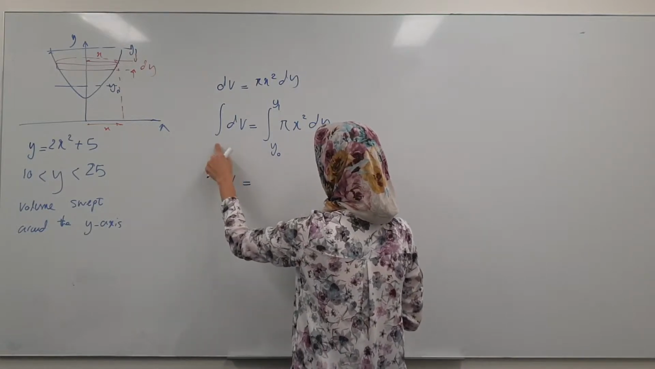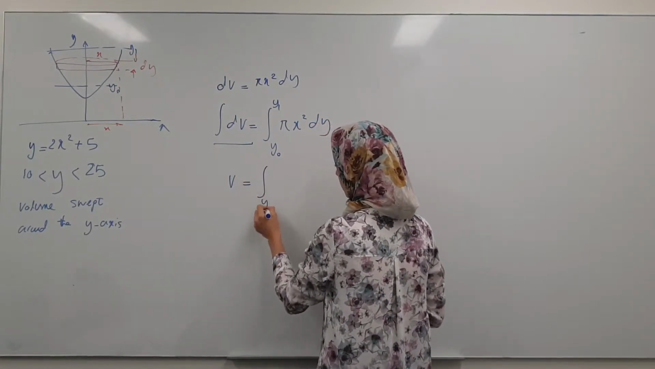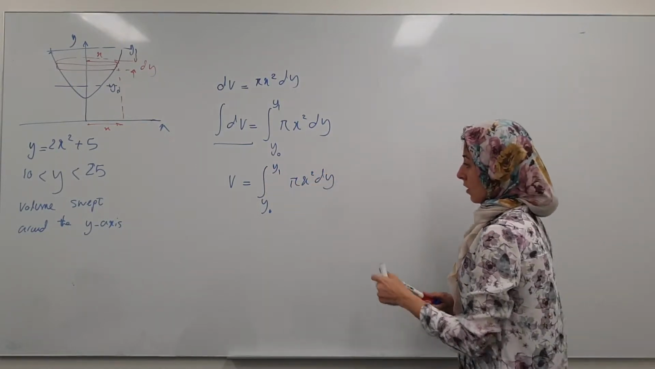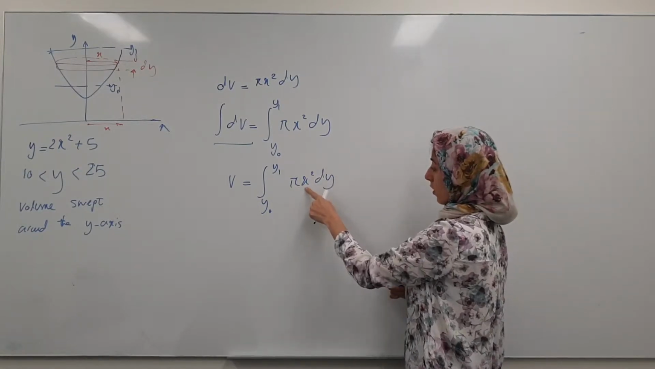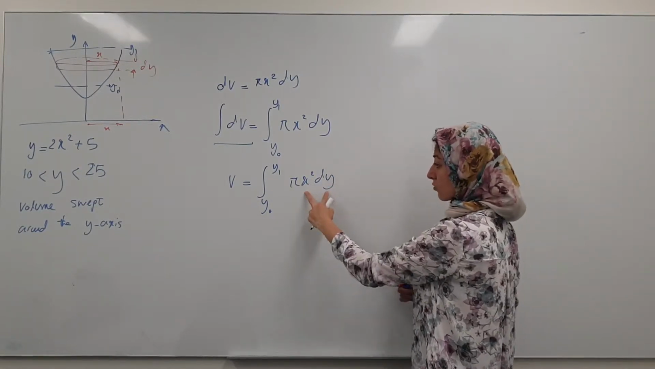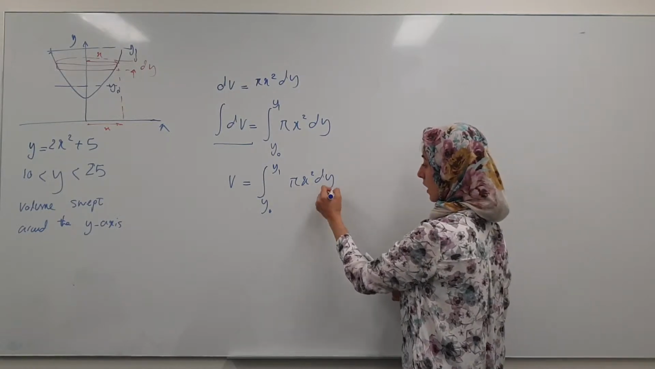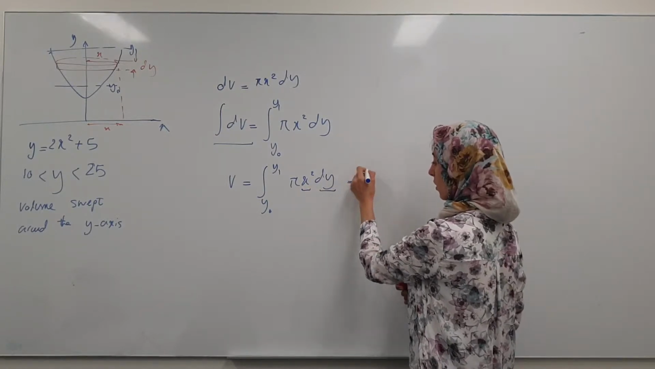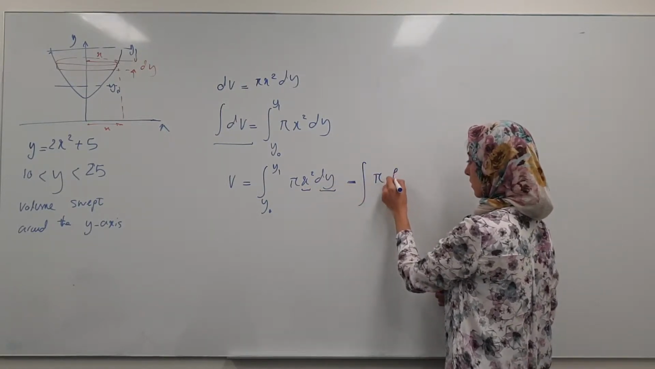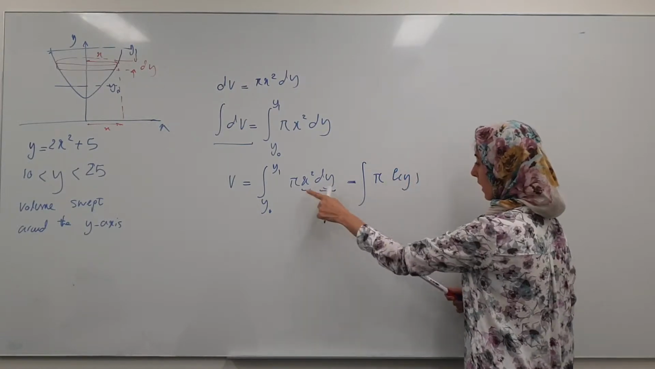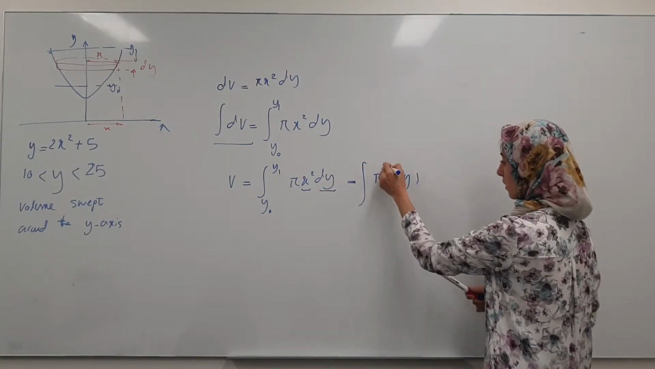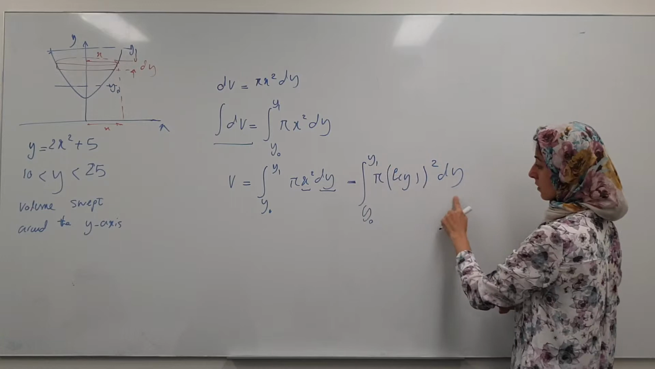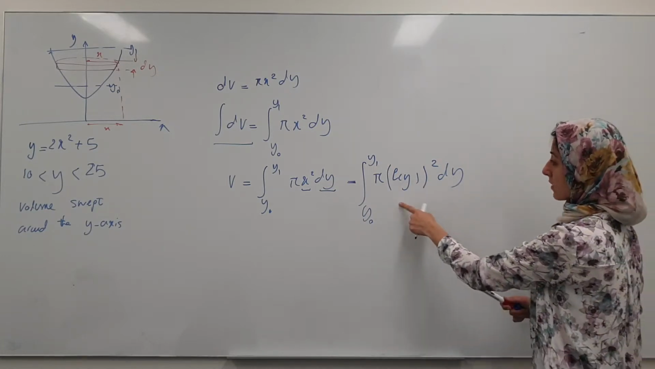The left side is the total volume, and the right side is just pi x squared dy. We cannot directly solve this integration because we have a y here and an x here. Somehow we need to change x to y. If I write it as a function of y, instead of x, squared dy, then we can solve the integration and find the answer.